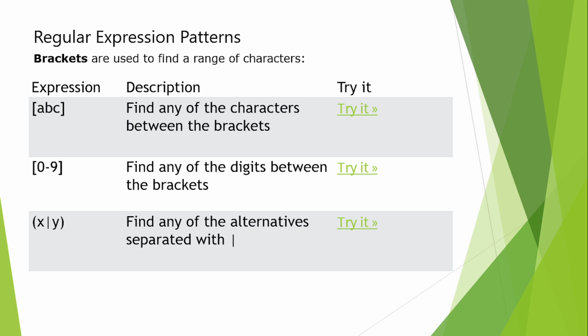Regular expression patterns. Brackets are used to find a range of characters. For example, [abc] finds any of the characters between the brackets. [0-9] finds any of the digits between the brackets. (x|y) finds any of the alternatives separated with the or operator.